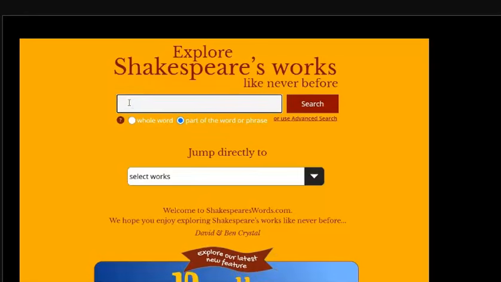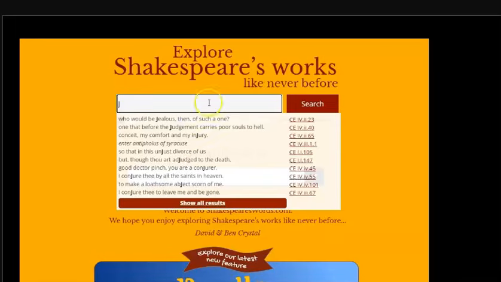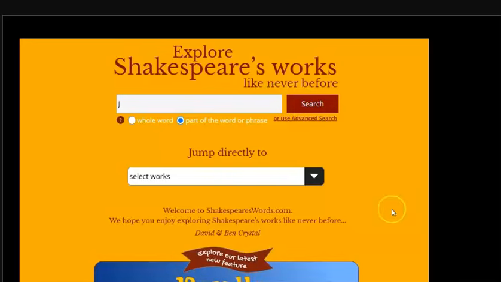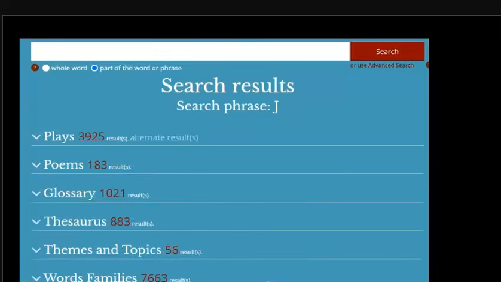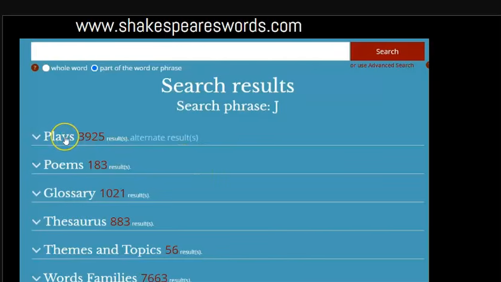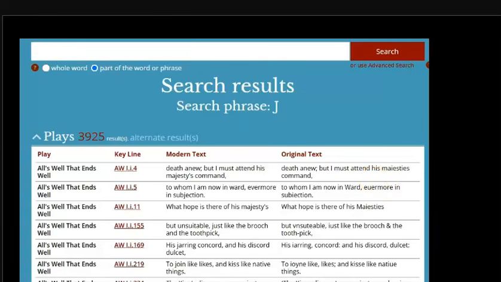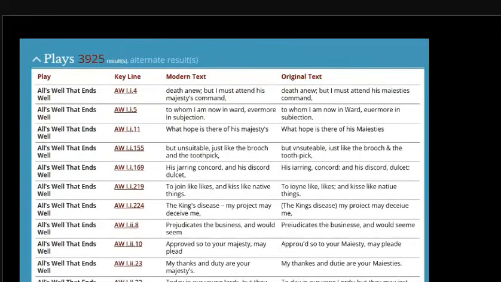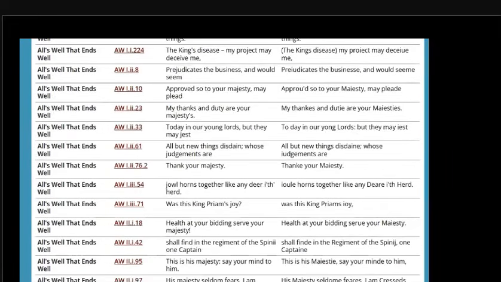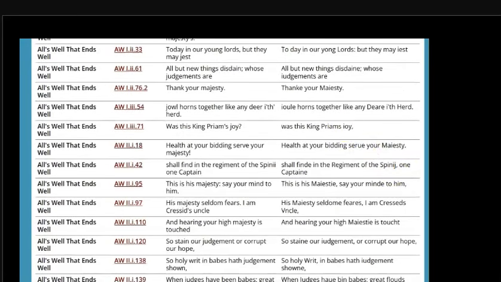So let's look at it at shakespeareswords.com. Just put in a J. You can see 3,925 results. Words like majesty, spelled with an I. And even more common words too, like the word joy.